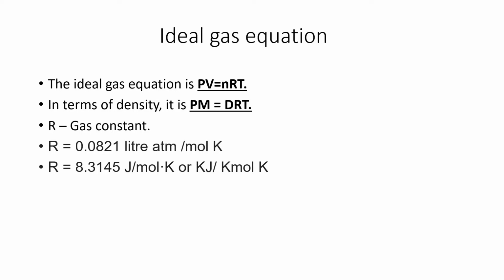It is important to know how to derive the value of R in different units. For example, if you want to derive the value of R in liter atm per mole Kelvin, we take pressure as 1 atm, the volume as 22.414 liters, n as 1 mole, and temperature as 273 Kelvin. On doing the calculations, we get the value of R as 0.0821 in the given units. And if you want to get into the SI units, we just have to convert the pressure from atm to pascals, and liter to meter cube. So that's it, we get the value in joule per mole Kelvin.